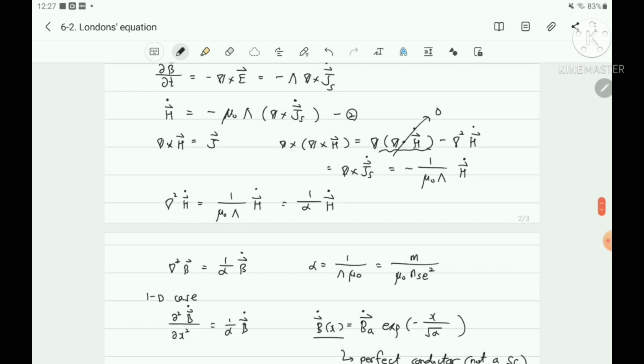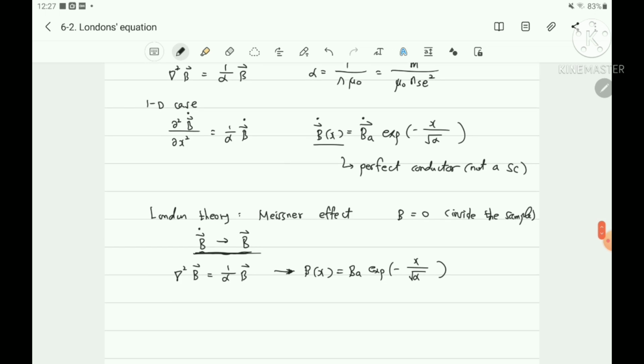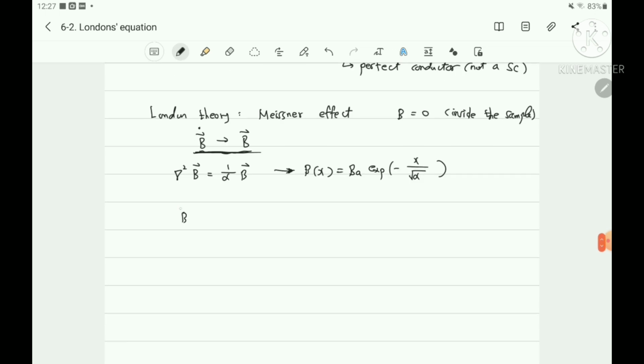Anyway, from the solution of the second equation we can write down that the curl of the B field is minus lambda curl Js. Also for the super electrons, the time derivative of the supercurrent is ns e square over me times E, which is lambda E over lambda. It is zero resistance, and it is the perfect diamagnetism.